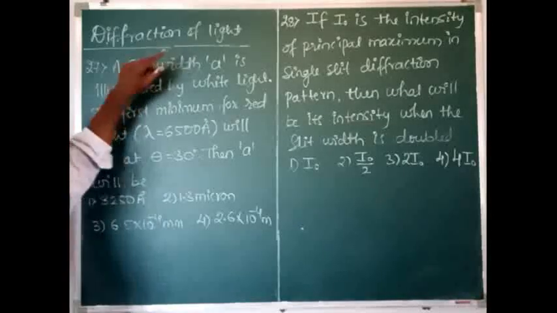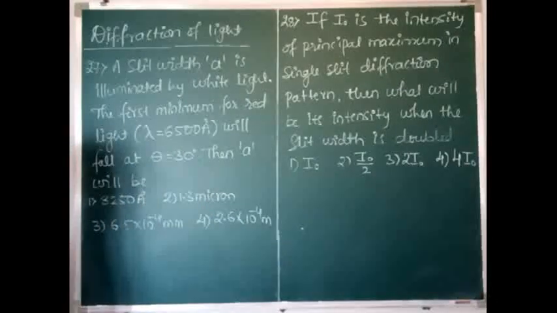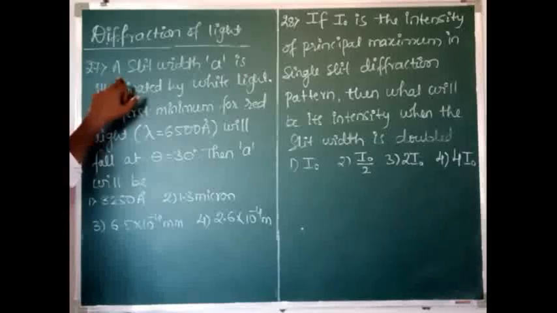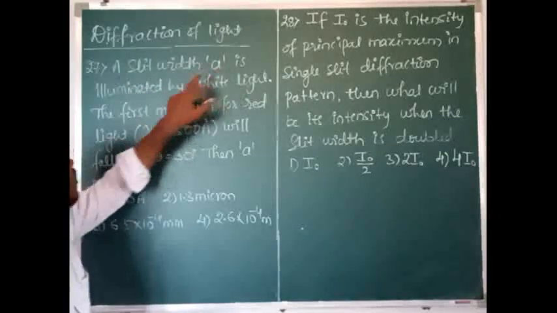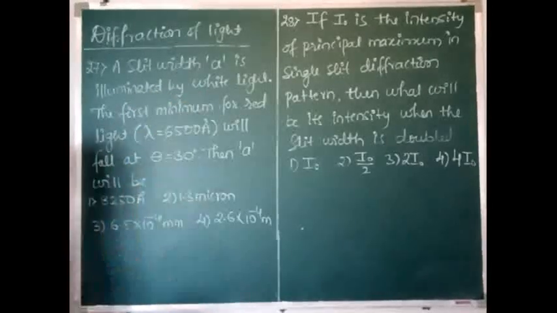Now we are going to solve some NEET based questions on diffraction of light. In your exercise, question number 27. What is question number 27? A slit of width A is illuminated by white light.